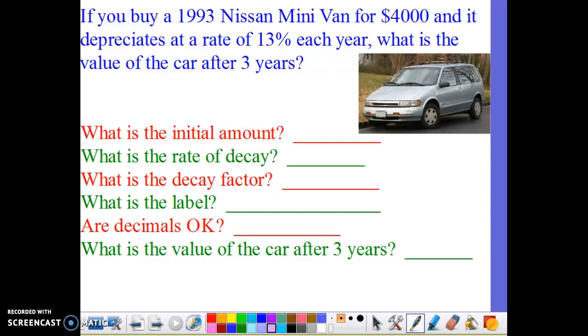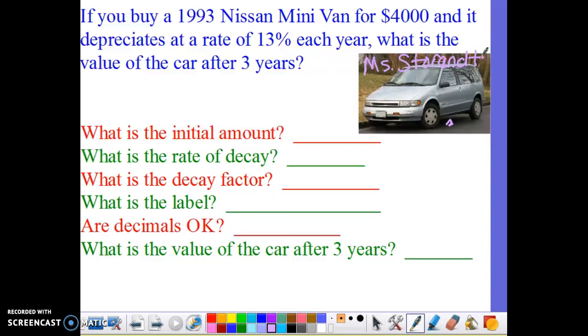So going through another DK problem, it says if you buy a 1993 Nissan minivan, which this picture here is a beautiful picture of my first car, this beauty here. My parents bought this minivan when I was born, and then when I turned 16, they let me have that as my first vehicle. The only difference was my minivan was tan, not this cool blue here.